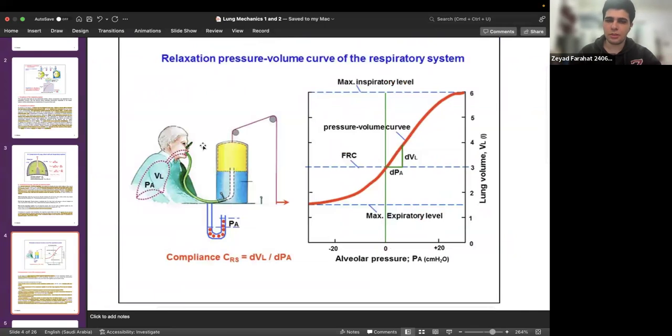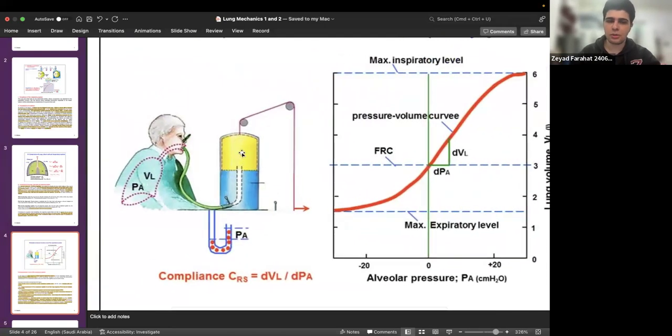Okay, we said what is a spirometer? It's basically a balloon connected to a tube to your patient's lungs. At first, this balloon is closed, so we know the size of the spirometer. We know the size of the balloon here, and then we compare it to the size of the lung of the patient as well.